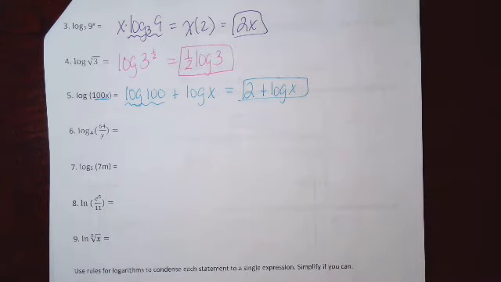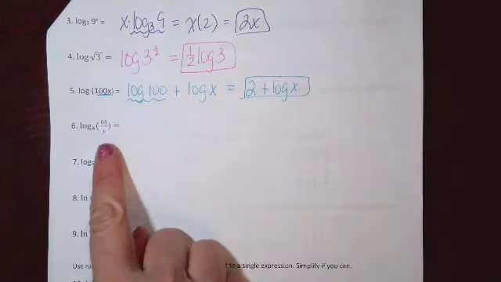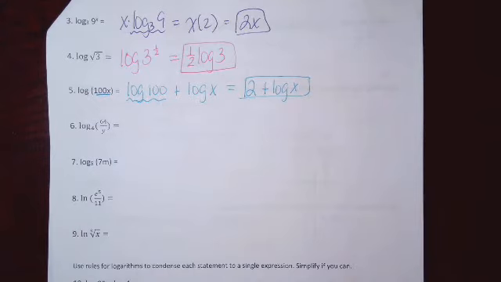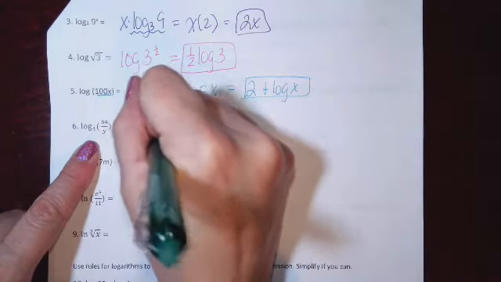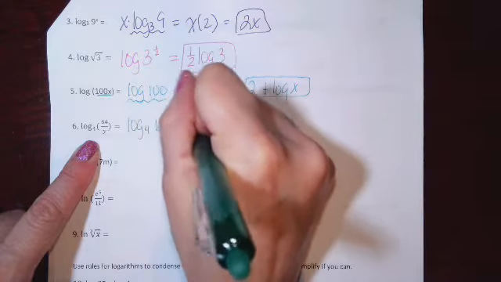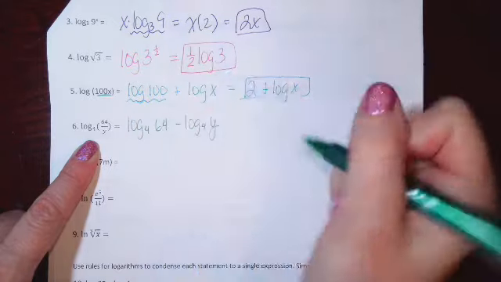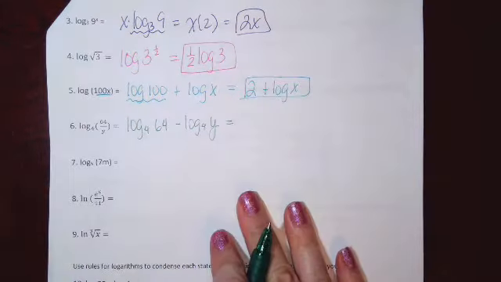Number 6 is going to use your quotient property because you're dividing. Division pairs with subtraction. Go ahead and pull that apart and write it down as a difference of the logs. And then stop and take a look at it.